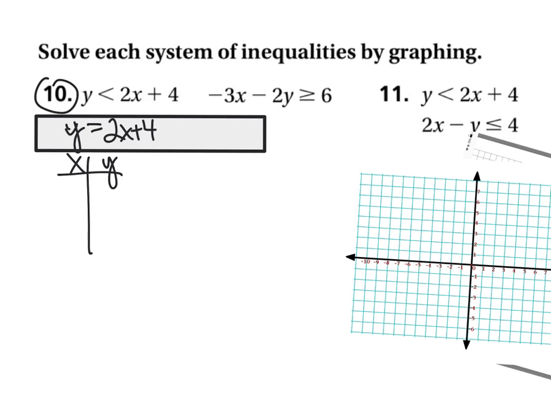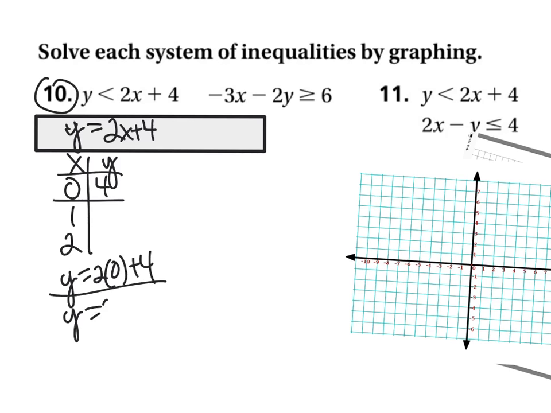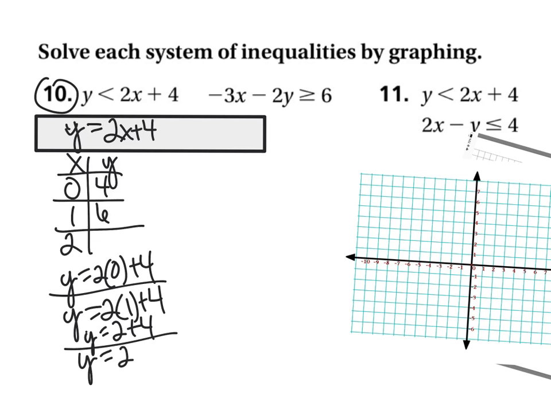Since it's y equals something, we could put in 0, 1, and 2 for x and see what we get. So if you put a 0 in for x, that's going to be your y-intercept, so that'll be 4. If you put a 1 in for x, 2 times 1 is 2, plus 4 is 6. If you put a 2 in for x, 2 times 2 is 4, plus 4 is 8. So those would be 3 points that would be on that line.